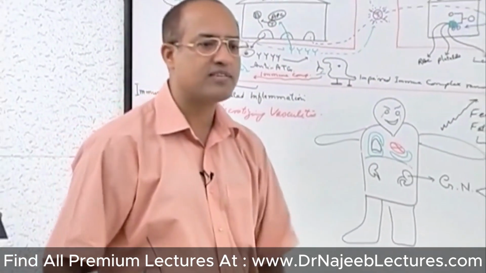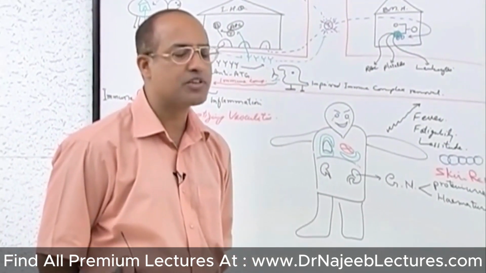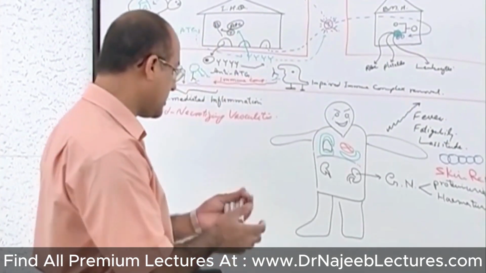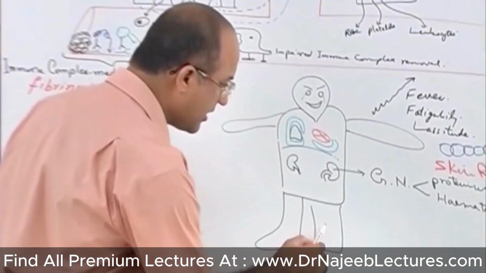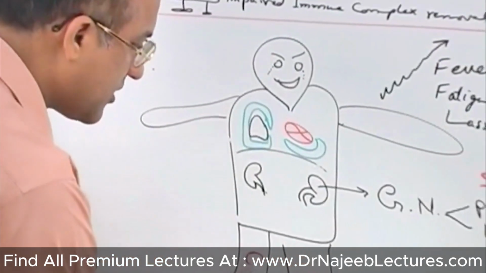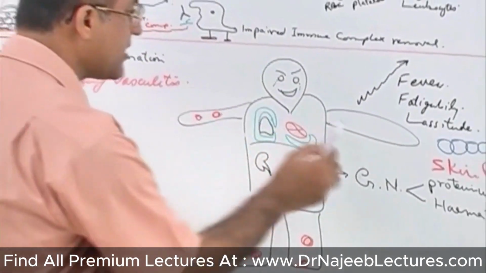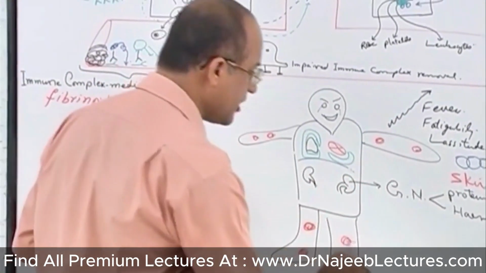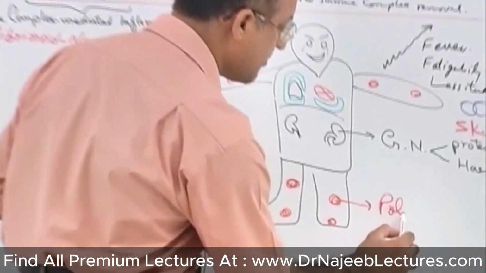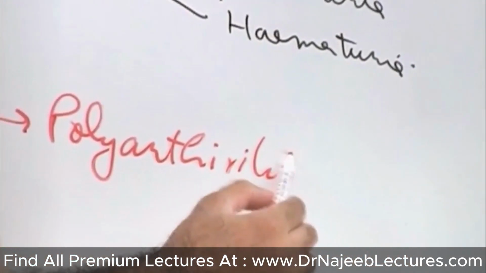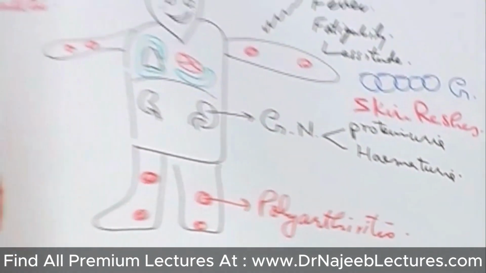Along with that, I don't know why, but they say that these immune complexes love to deposit, they have special affinity for the synovial membrane in the joints. So when immune complexes develop in the synovial membranes of the joints, the patient may develop, what is this? Polyarthritis, right? The patient may develop polyarthritis.